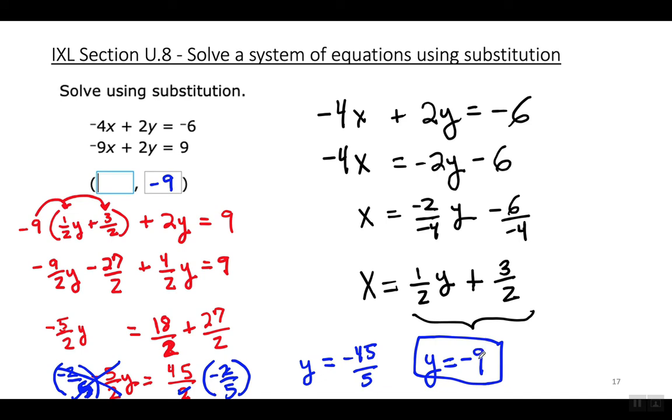Now I could substitute y equals negative 9 in this equation to solve for x. I'm going to substitute y equals negative 9 into this equation to solve for x.